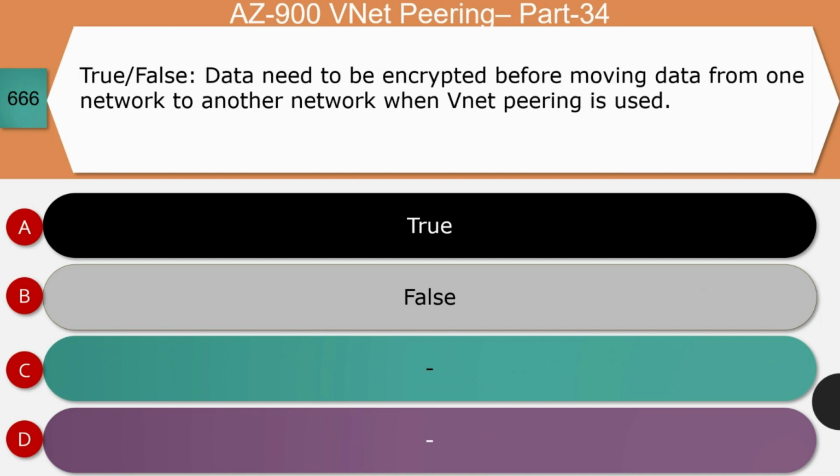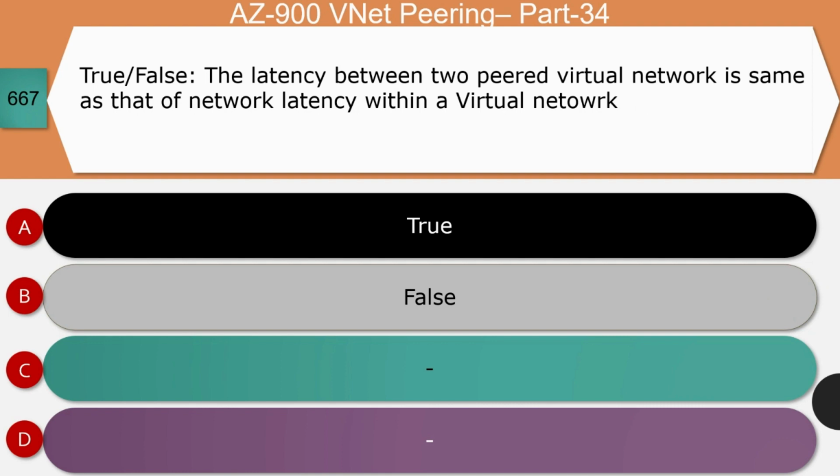Next question, true or false? Data needs to be encrypted before moving data from one network to another network when VNet peering is used. The right answer for this question is false. Here, no public internet or gateways or encryption is required in the communication between the virtual networks when you are using the VNet pairing. And so option B is the right answer.